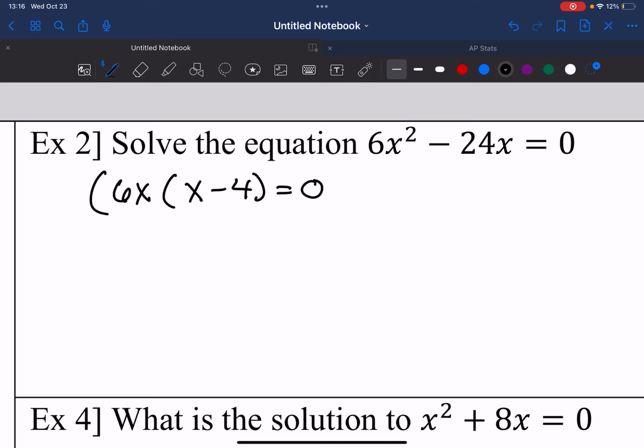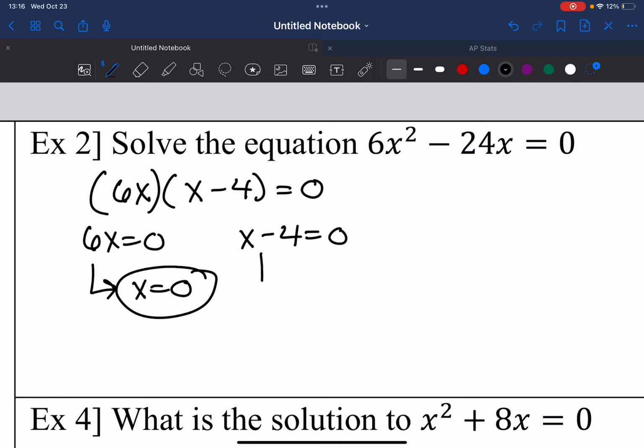Notice how I could just write the parentheses around the 6x, and now I have a parenthesis times another parenthesis equals 0, which means I can set each of the parentheses equal to 0 separately. So 6x equals 0 and x minus 4 equals 0. Well, this implies that x is equal to 0 when I divide by 6, and this implies that x is equal to 4 when I add 4 over to the other side.